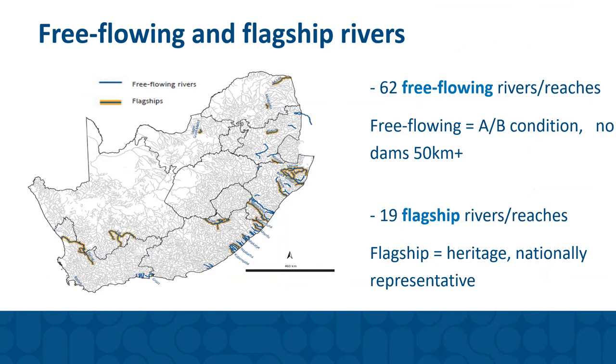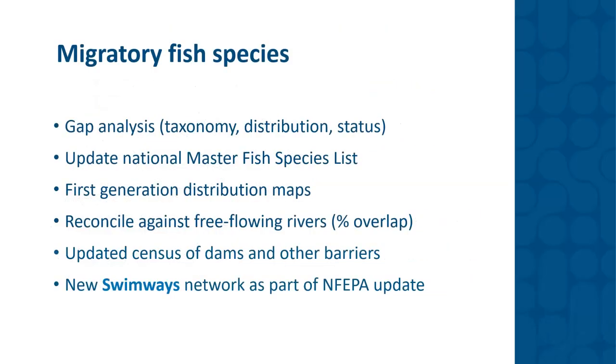So as you can see across the country, we've managed to identify approximately 62, and then 19 of them were selected as our heritage flagship rivers to represent our diversity across the country. And those are the ones we really want to work on for people to look at to maintain.